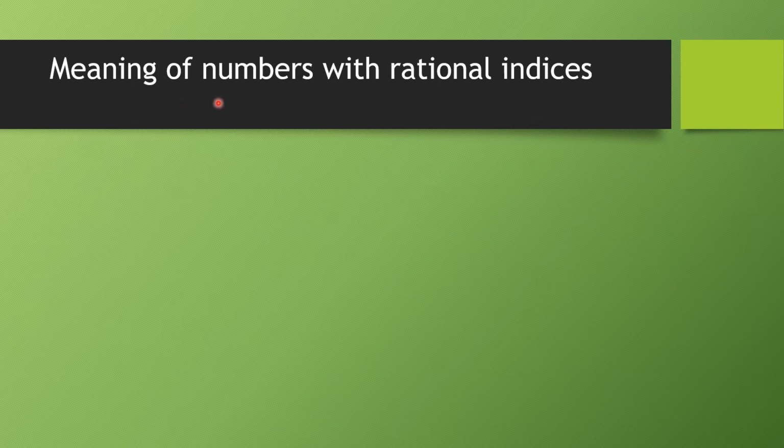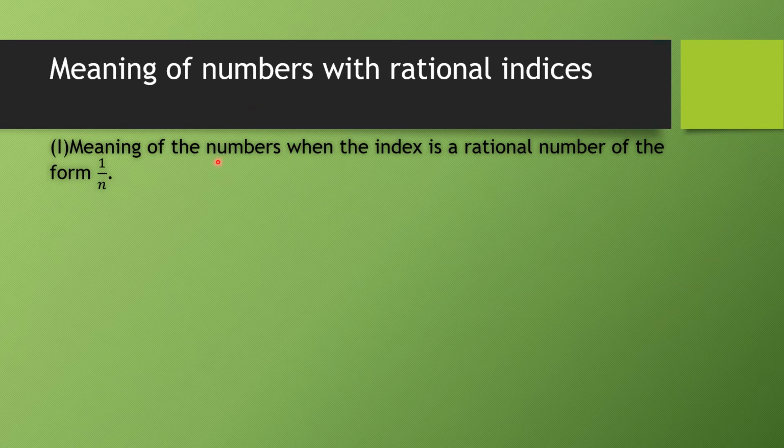Then meaning of numbers with rational indices. Meaning of the numbers when the index is a rational number of the form 1 upon n. You know what rational numbers are. Rational numbers can be written in the form p upon q. If the index is in the form 1 upon n, that is a rational number, then how can it be written?